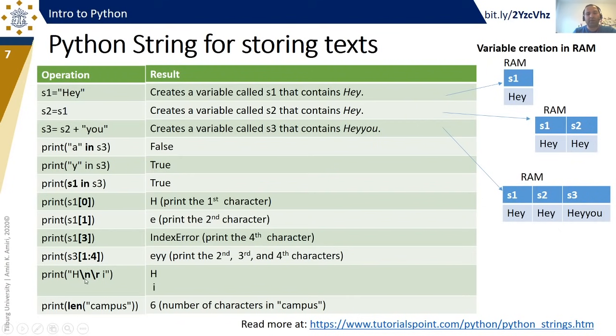You can also use \n to tell Python to go to the next line. So here, if you try to print this, it prints H, goes to the next line, and then prints I. You can also use the function len. This function returns the number of characters in a string. Campus has 6 characters, so it returns 6. To know more about Python strings, you can click on this link or read the recommended textbooks.